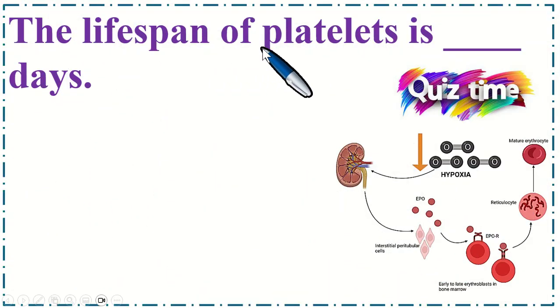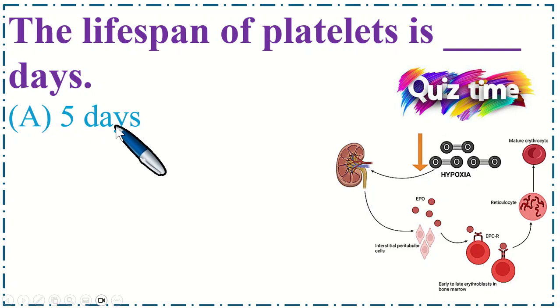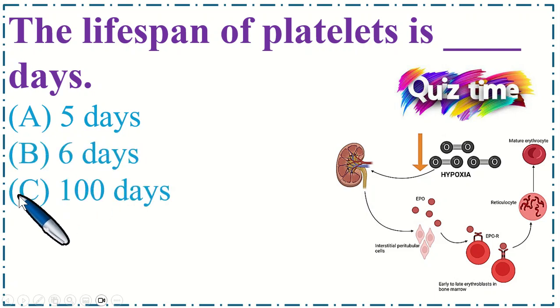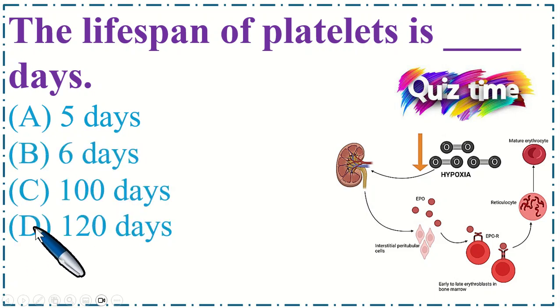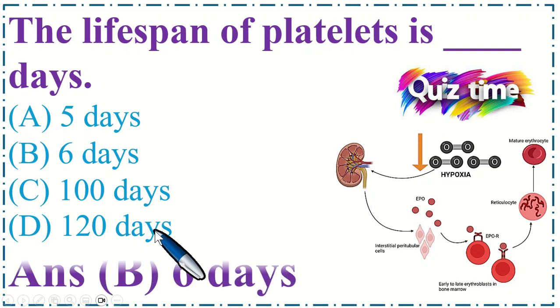The lifespan of platelets is dash days. Option A 5 days, B 6 days, C 100 days, D 120 days. Correct option is B 6 days.